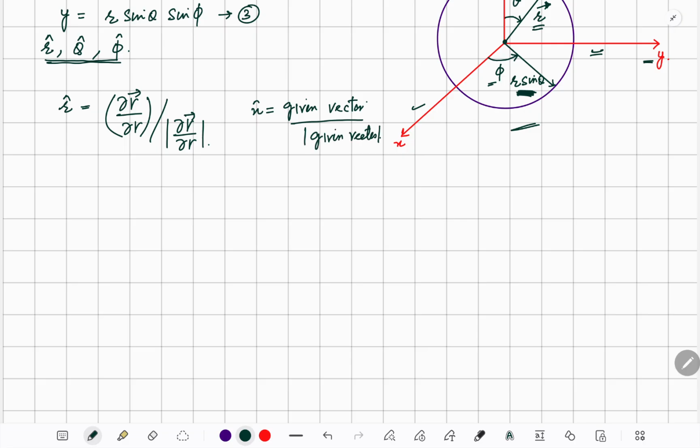This is the basic definition. But we don't know this r vector. How to find this r vector? See how to find the r vector. R vector is given by x i cap plus y j cap plus z k cap. This is simply the position vector of the particle.